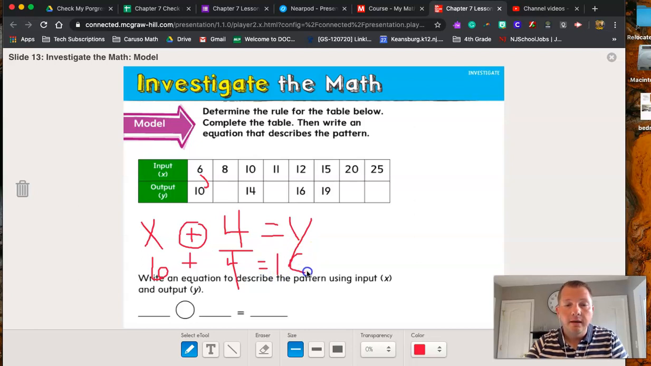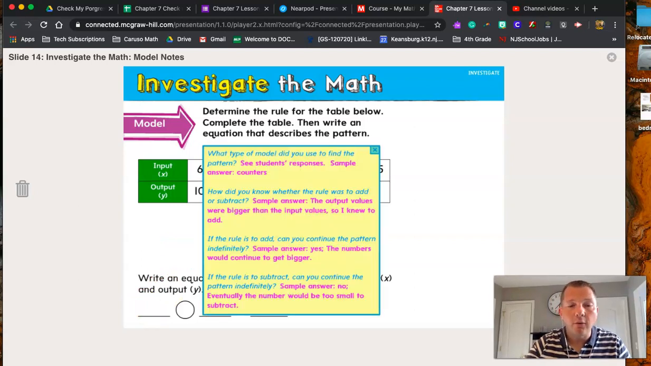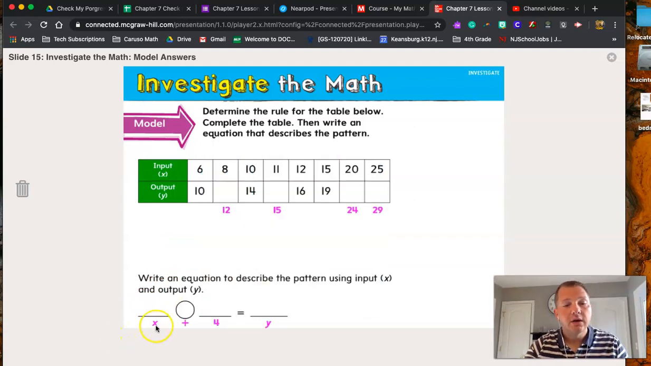And then we've written out our equation. All right, so that's pretty much what we're going to be doing today. We're going to have to figure out what that equation actually is. So just like we had, x plus 4 equals y.